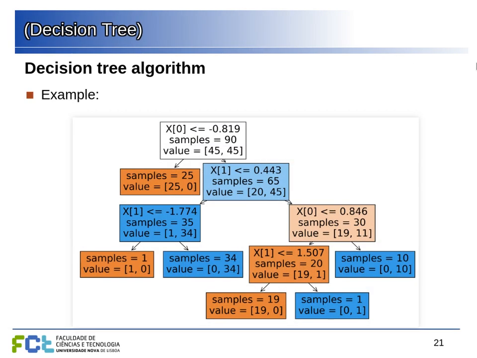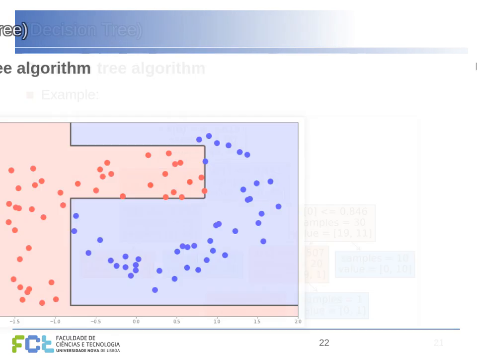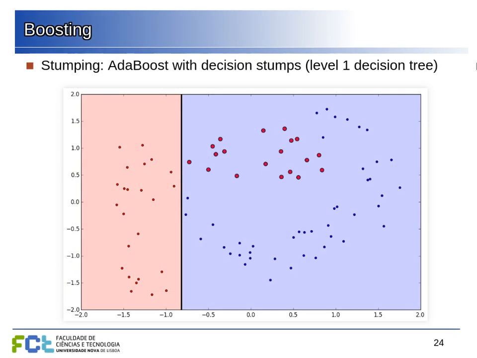So the first stump will only split our data this way. All these blue points are correctly classified, but these red points are wrong, so their weight increases. Then in the second iteration, we again compute a decision tree with one level, but now these points count for more. So now the tree will not cut here, because then it will have a bigger error since those points count for more. It will cut over here.